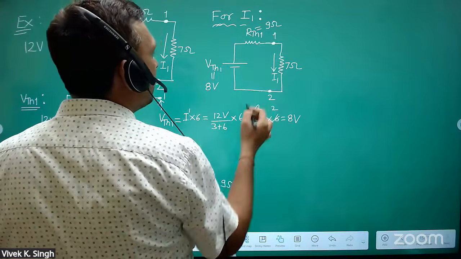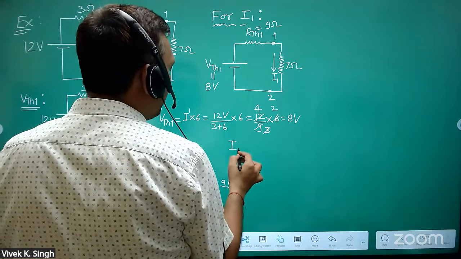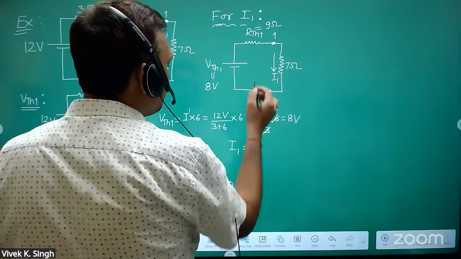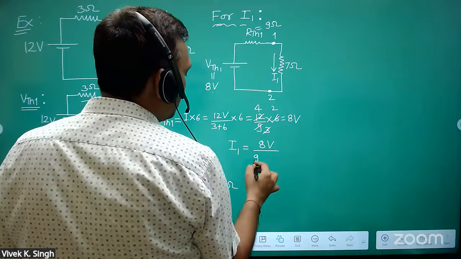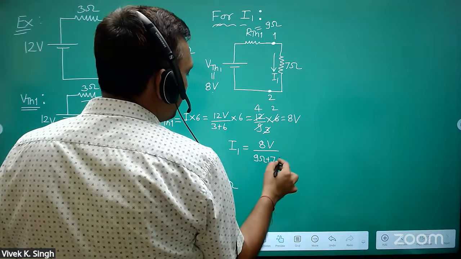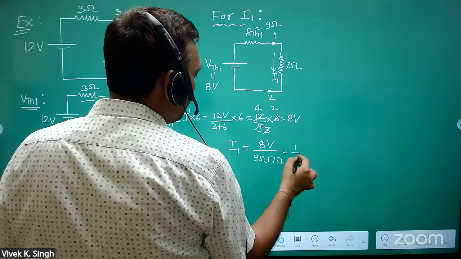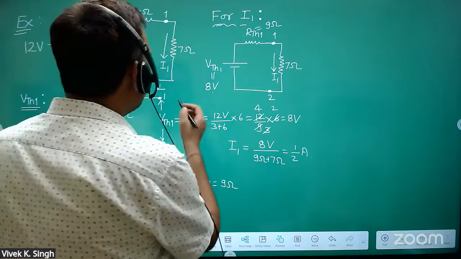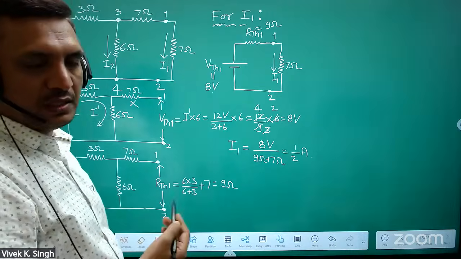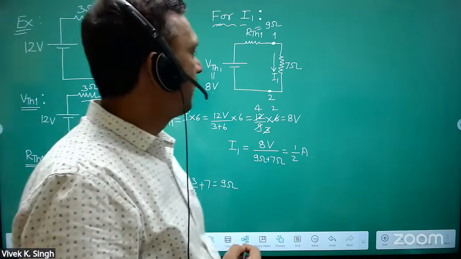So what will be current I1? I1 is given by VTH by, this is 8 volt, 9 ohm plus 7 ohm. 16. So half ampere. And using KVL also we have calculated half ampere. So just check the value, whether it is correct or not.